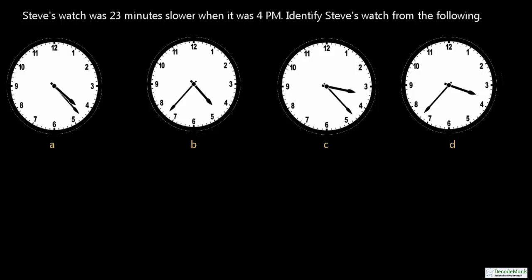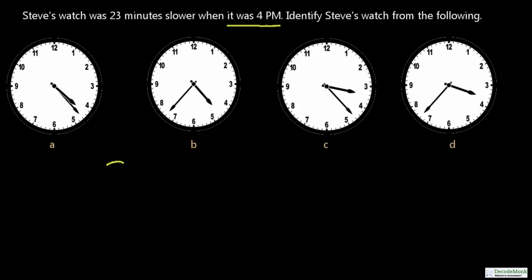The question says Steve's watch was 23 minutes slower when it was 4 p.m. Identify Steve's watch from the following. So, from the question, it was understood that the actual time was 4 p.m. and Steve's watch was running slower by 23 minutes.